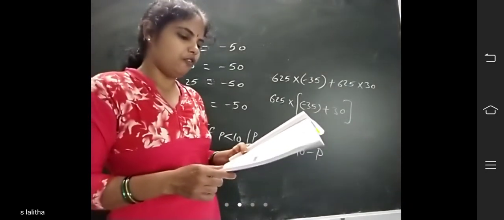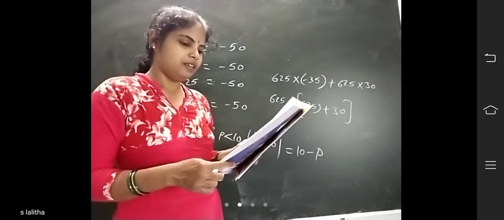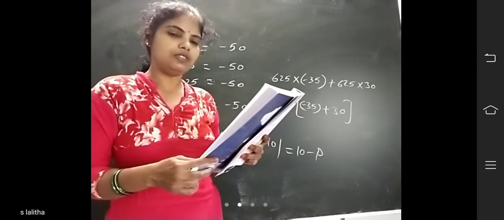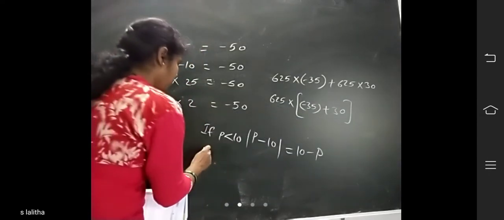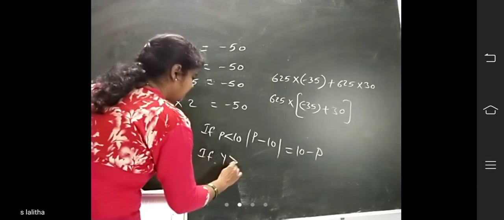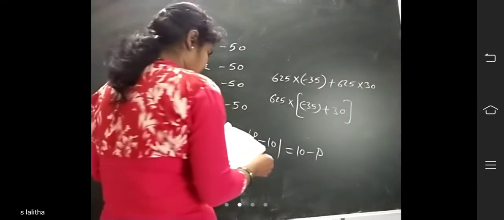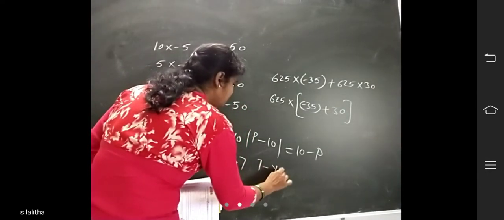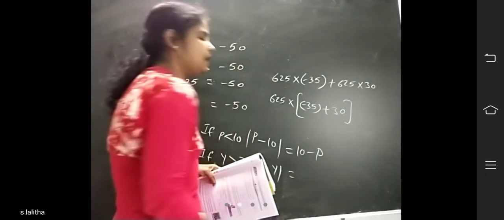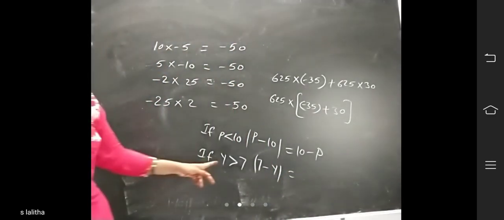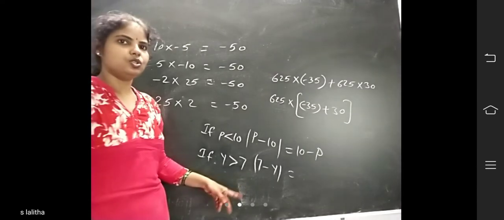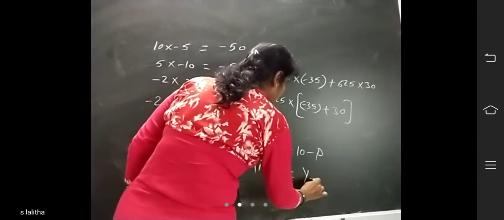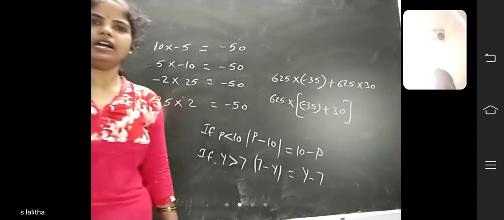Next, sixth one. If Y is greater than 7, then absolute value of 7 minus Y is, what is the absolute value of 7 minus Y? Y is greater than 7, no. So what is the absolute value? Y minus 7. Did you understand that?